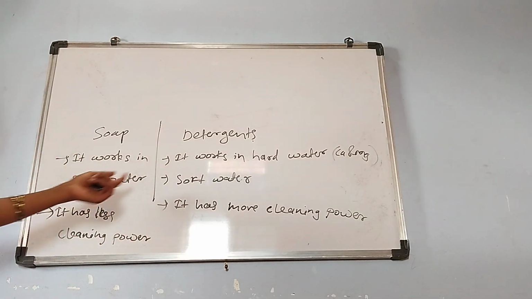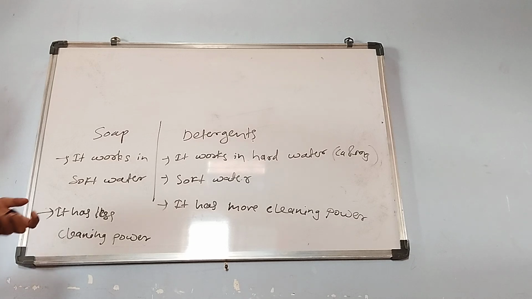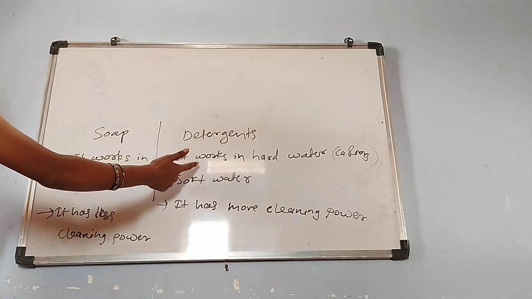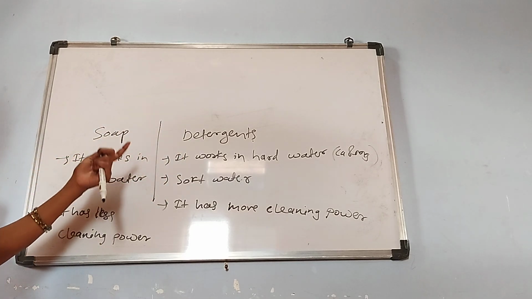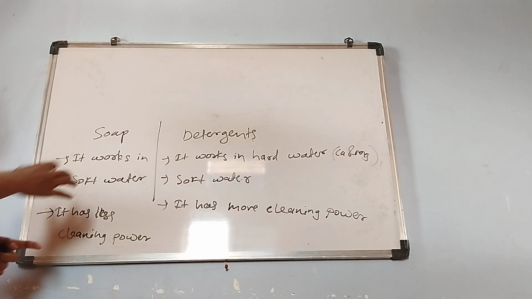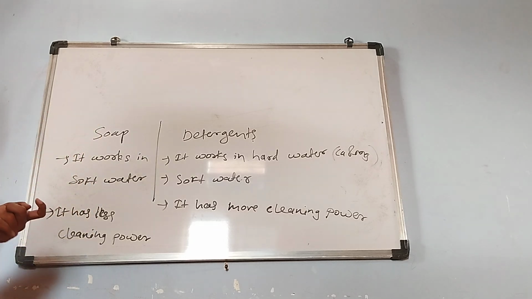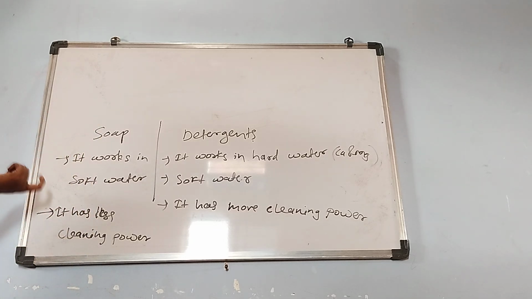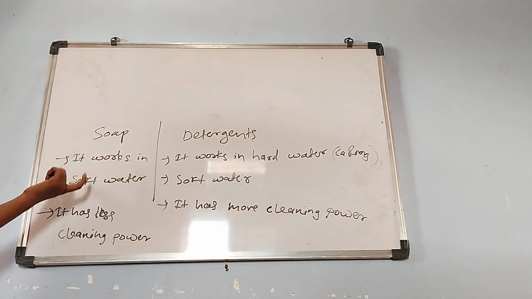So preferably detergent is used for any cleansing purpose. But while taking a bath, we cannot use detergent because it is very harsh. It will make our skin very hard. So normally we use soap only. But it depends on whether you are using hard water or soft water. If you are using soft water, then it will be fine. If you are using hard water, then scum forms on our body.